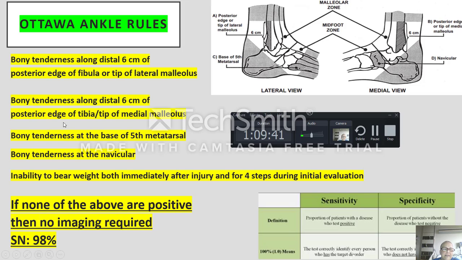But how many of these do you have to have for a 98% sensitivity? 1. So I guess if you have any of these, 1, 2, 3, 4, 5, any of these symptoms, then imaging is required.